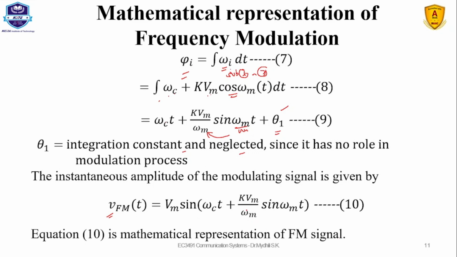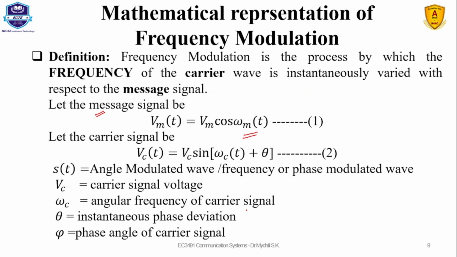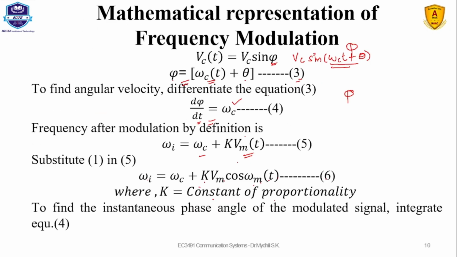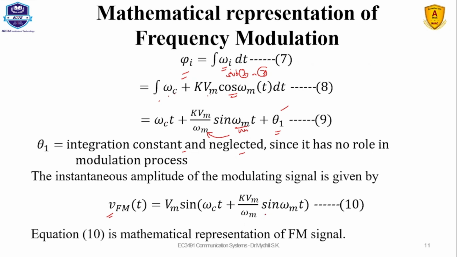So we know the modulation index we have represented in the previous part. This k into Vm by omega m is taken from the mathematical derivation part. That is how it is obtained; this is the modulation index part. So it can also be given as Vm sine omega Ct plus Mf into sine omega mt, where Mf gives your modulation index. So equation 10 gives the mathematical representation of FM.